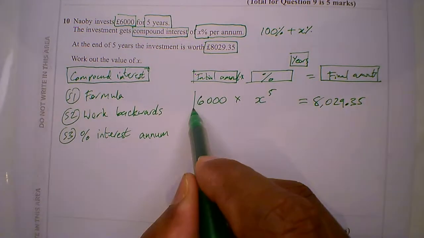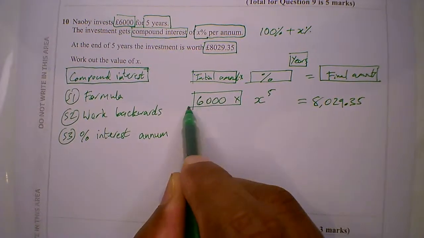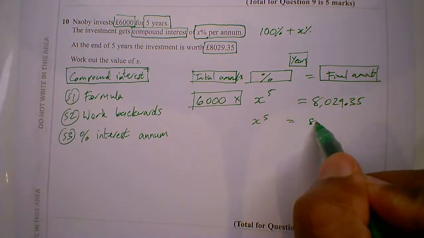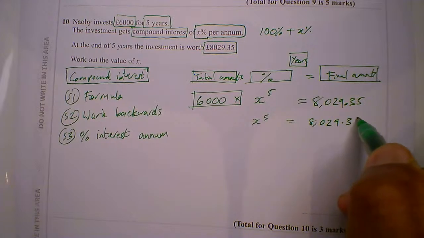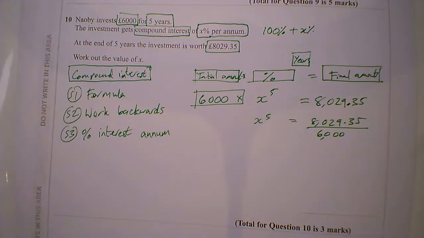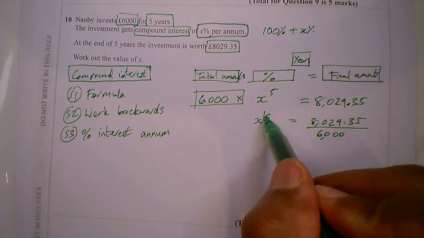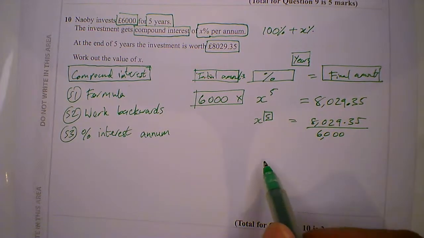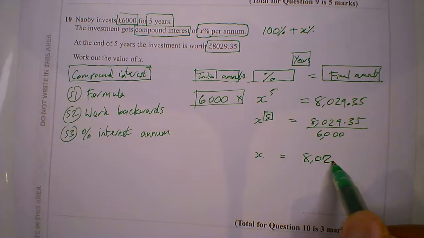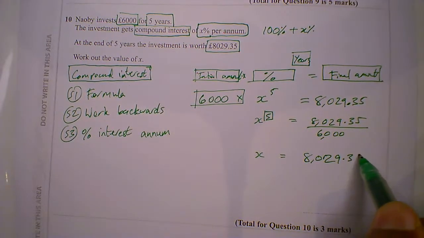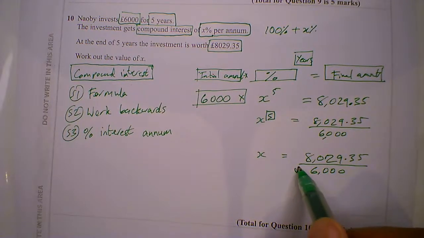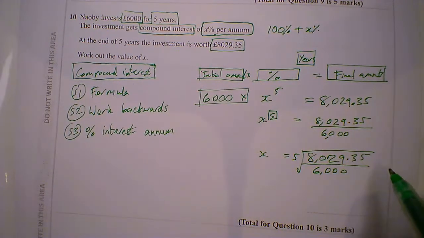So what is the opposite of multiply? It's divide. So I'm going to have x to the power 5 equals 8,029.35 divided by 6,000. Now I've got x to the power 5 here. What's the opposite of that? It's all of that square rooted, or fifth rooted. 6,000, all of that fifth rooted.